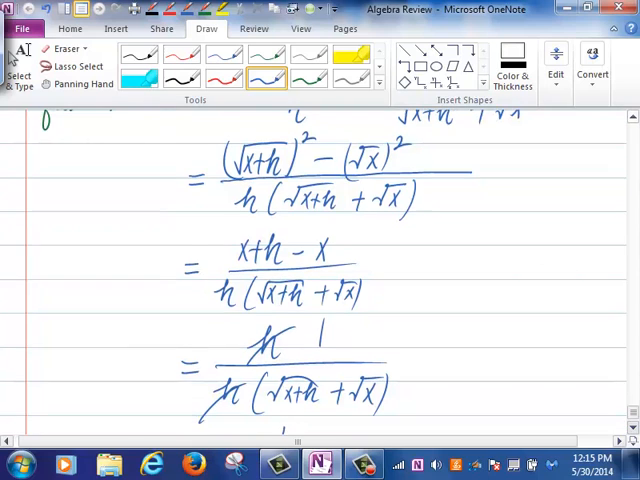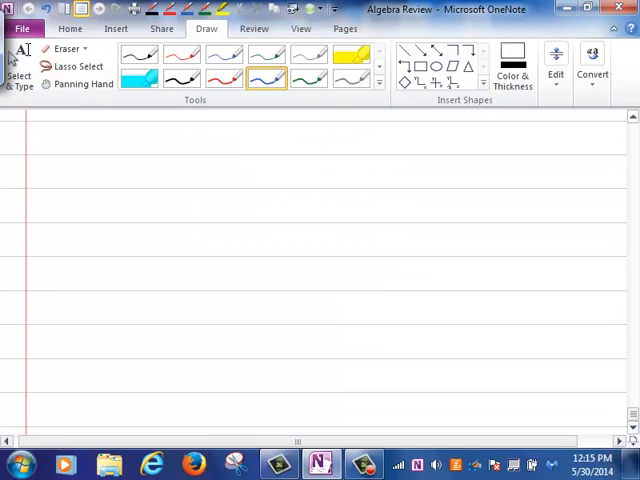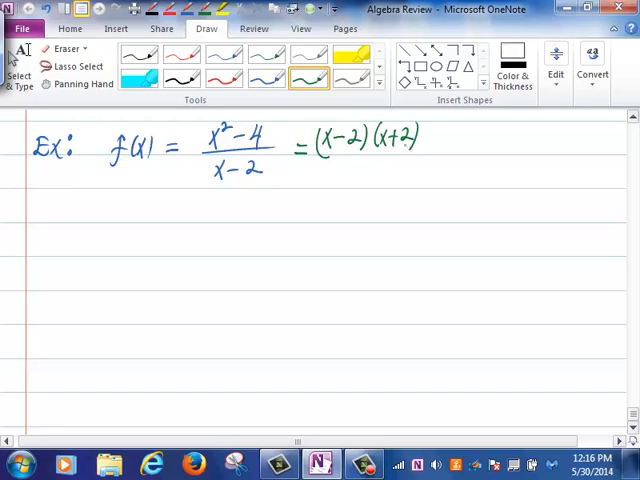All right, so I want to do more examples for the rest of the time. Let's look at the following example. Let's say I have the function f of x equals x squared minus 4 divided by x minus 2. I want to know what the graph of this function is. Before I draw the graph, realize that I can factor the numerator as x minus 2 times x plus 2, and then I can cancel out x minus 2, and I get x plus 2.